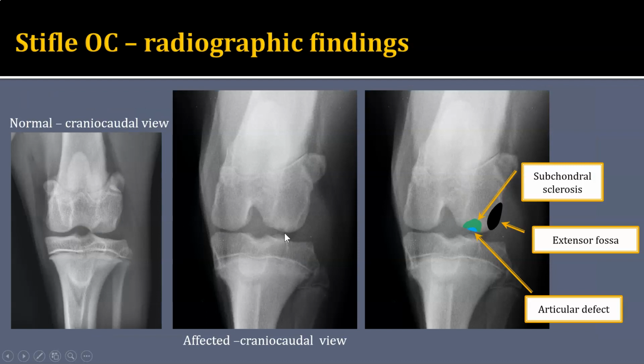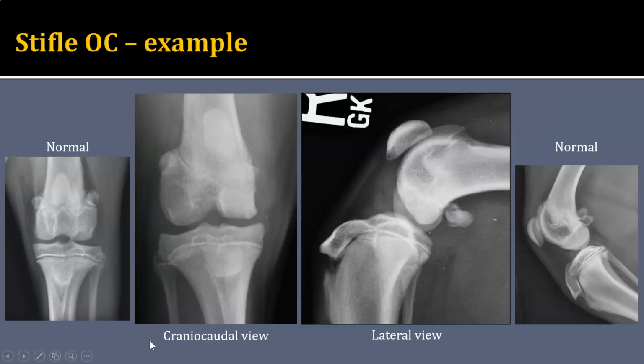Here's the same patient without any labeling, and then I want to compare it to this patient that is normal of a cranial caudal view on the left of the slide. This patient has a more extensive extensor fossa. I can see the extensor fossa out here at the non-articular area, but also this lucency that has kind of this thin sclerotic area is an extension of that extensor fossa. But this looks different than the patient with the osteochondrosis lesion.